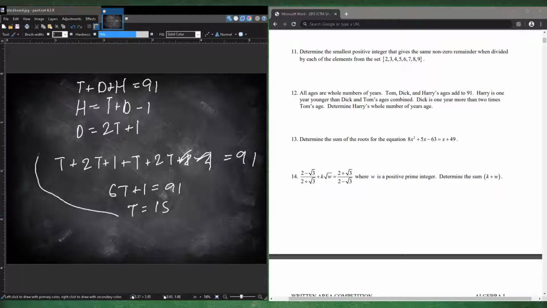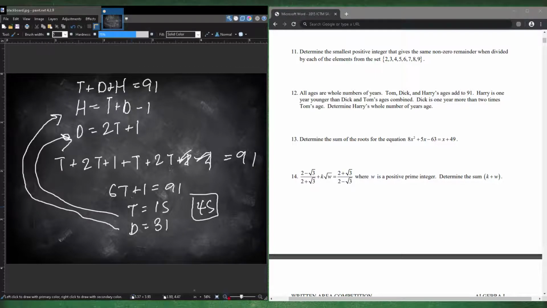So we have T equals 15. So we could plug it back into this equation to get our D. So that's 30, 31. And now we could plug both of these back in to get our H. So 15 plus 31 equals 46. 46 minus 1 is 45. So Harry's age is 45. So that's your answer for 12.